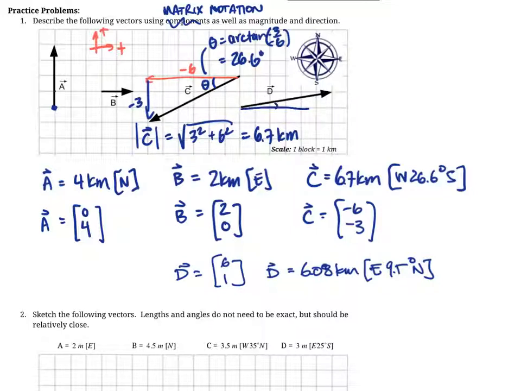Now, if you went the other way, if you went up and then this way, you might have found this angle here, which is going to be something like, I don't know, 80.5 it looks like, which is fine as well. That wouldn't be east 9.5 degrees north, though. It would be north 80.5 degrees east, right? Because we started off by going north and then we went east.